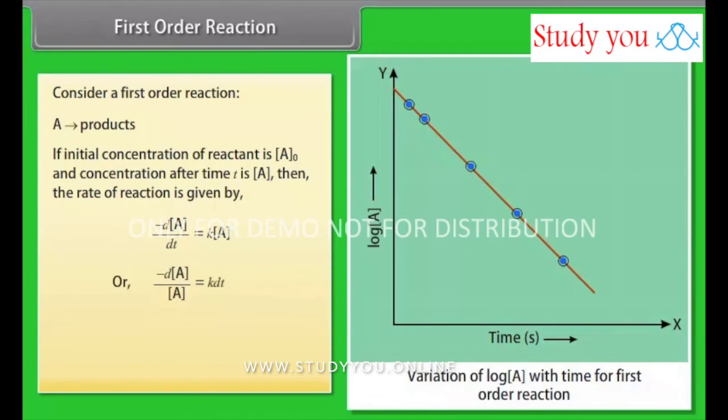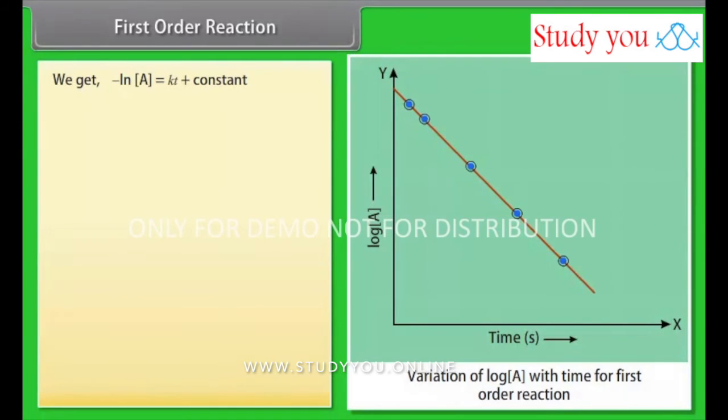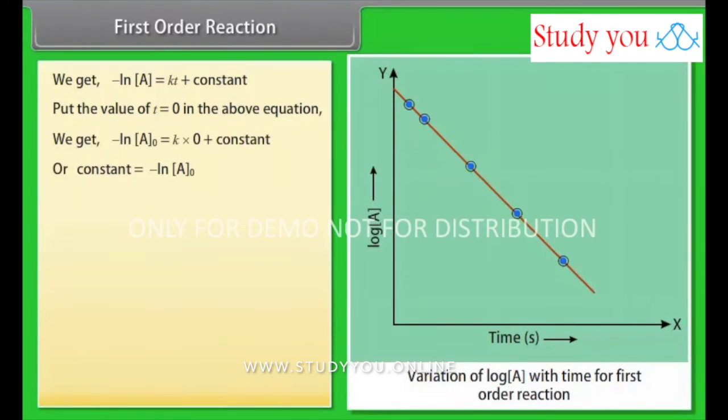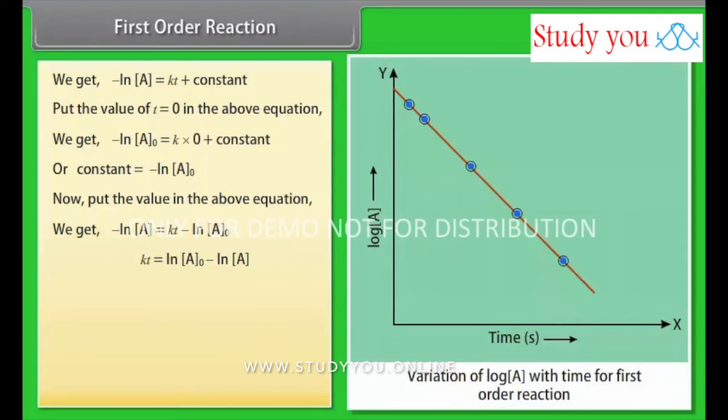It can be written as minus dA upon A is equal to K dt. On integrating both sides, we get minus natural log of A is equal to Kt plus constant. Put the value of t is equal to 0 in the above equation, and we get constant is equal to minus natural log of A naught. Now put the value in the above equation and we get minus natural log of A is equal to Kt minus natural log of A naught.